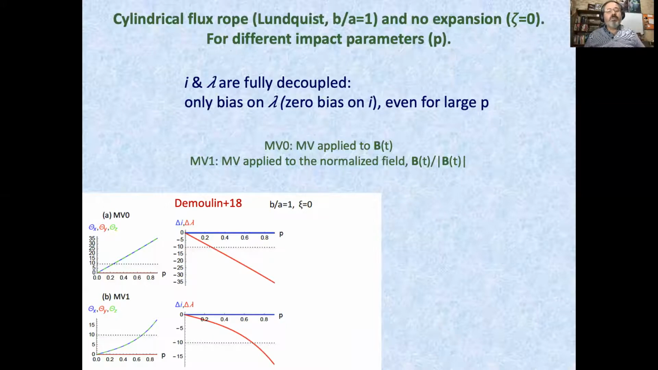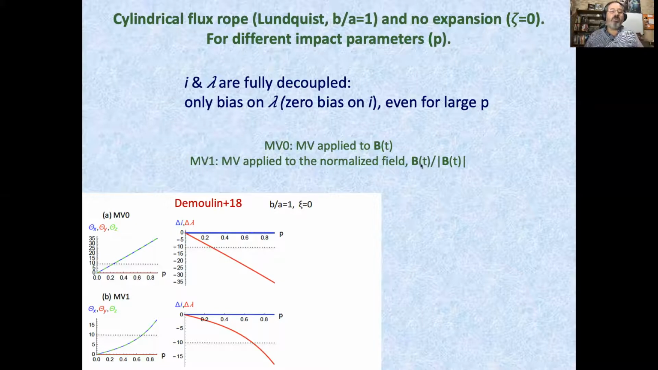And also, we analyzed different impact parameters, which are the minimum distance between the trajectory of the spacecraft and the axis of the flux rope. Then what we can see in this figure is that applying the method that we call minimum variance 0, which is minimum variance applied to the direct magnetic field observations, or minimum variance 1, which is minimum variance applied to the normalized magnetic field.